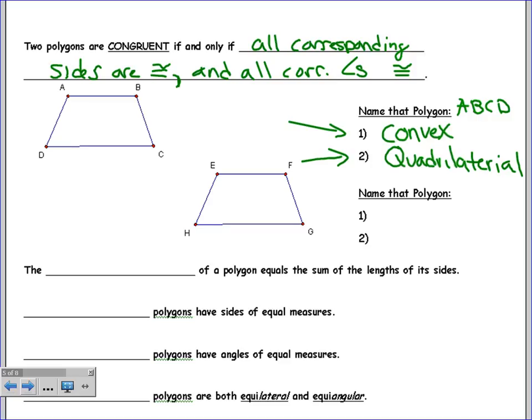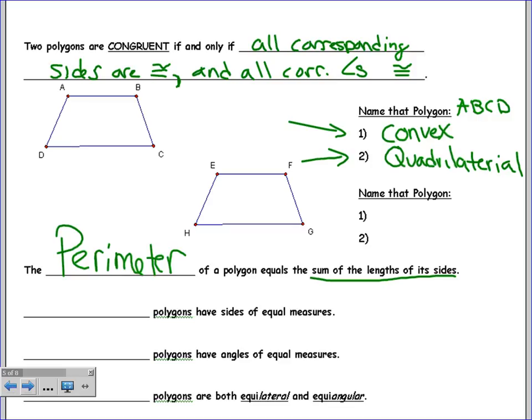The blank of a polygon equals the sum of the lengths of its sides. The sum of the lengths of its sides means what? Perimeter.